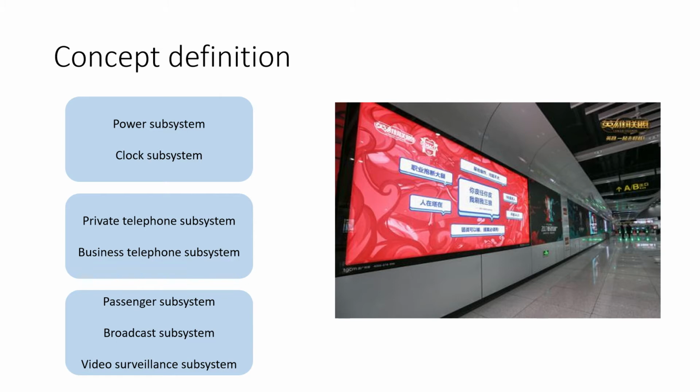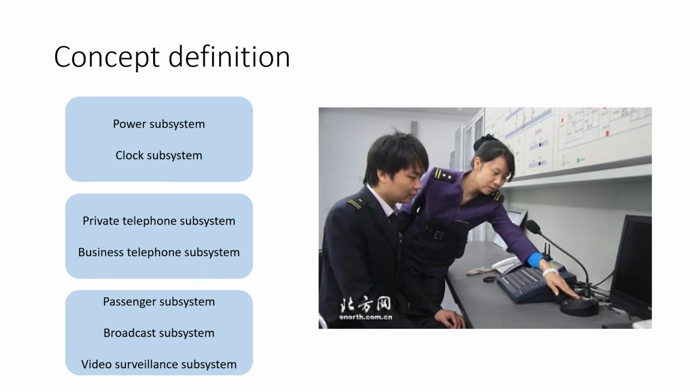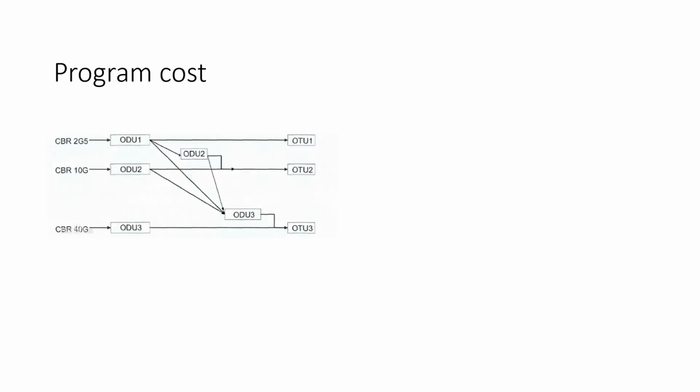It needs to be located in all of the key locations throughout the subway station so that it can be observed at any time. And it also needs to have a reserve function to play back previous video. I will discuss the transmission system in the next part. The next part is program cost.